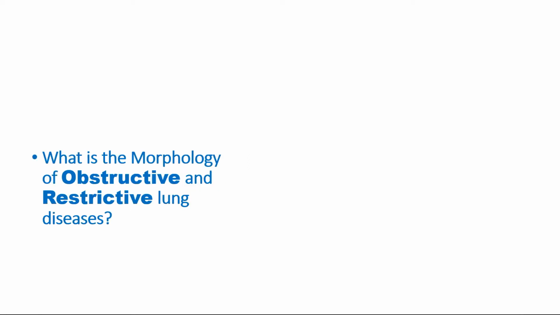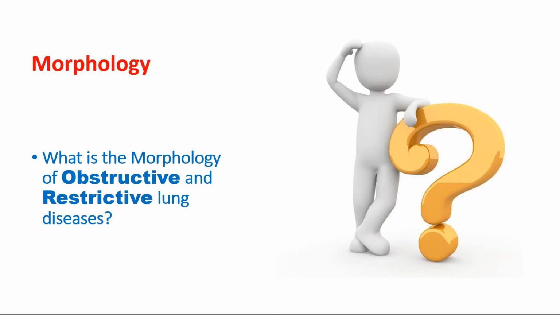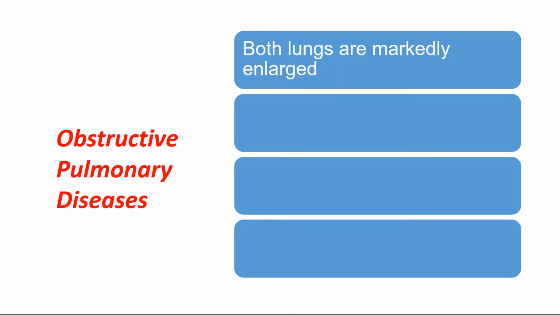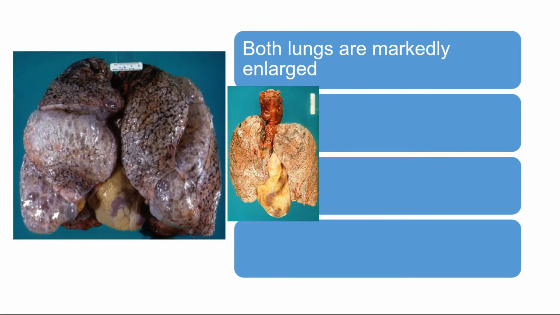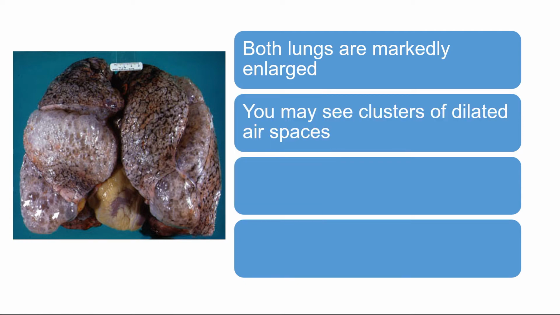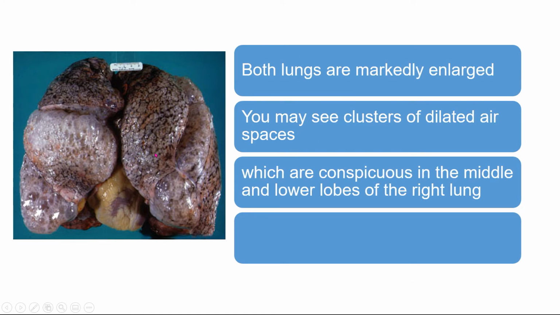So go to morphology. What is the morphology of obstructive and restrictive pulmonary diseases? In obstructive pulmonary diseases, you see both lungs are markedly enlarged. See, this is a case of emphysema. You can see the lungs markedly enlarged, and you may see clusters of dilated air spaces. Here it is very evident, very conspicuous in the middle and lower lobes.